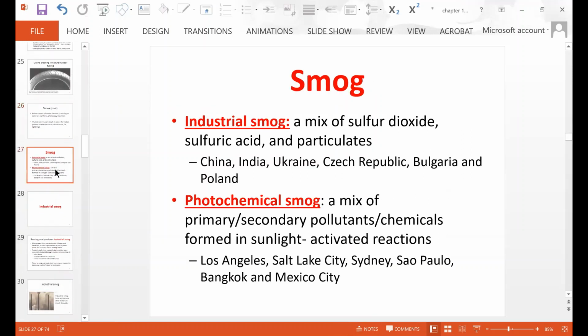Then we have smog. So there are two different categories of smog. We have industrial smog. That is a mix of sulfur dioxide, sulfuric acid, and particulates. And that is a problem in places like China, India, Ukraine, Czech Republic, Bulgaria, and Poland.